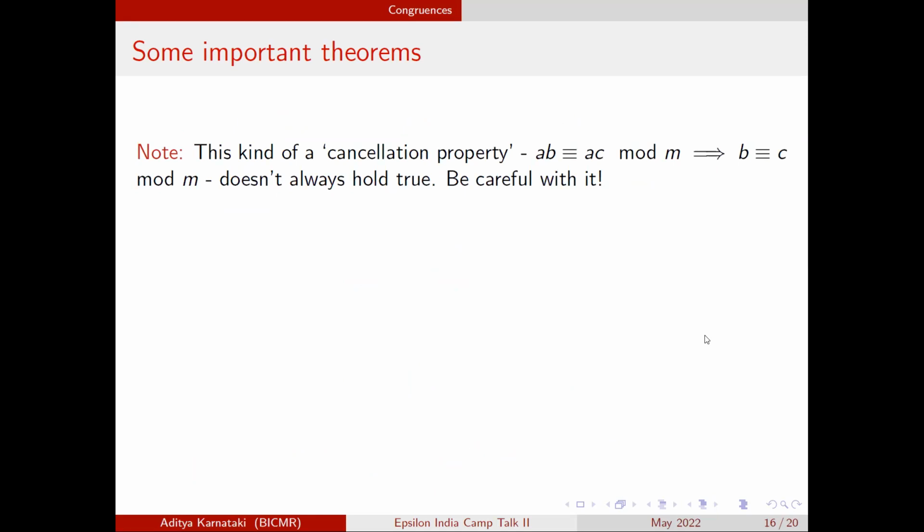Just a warning: you have this kind of cancellation property, which we used in the last lines, where if AB is congruent to AC mod M, it is tempting to say B is congruent to C mod M, but this doesn't always hold true. If the GCD of A and M is 1, it will hold true. But be careful with that.